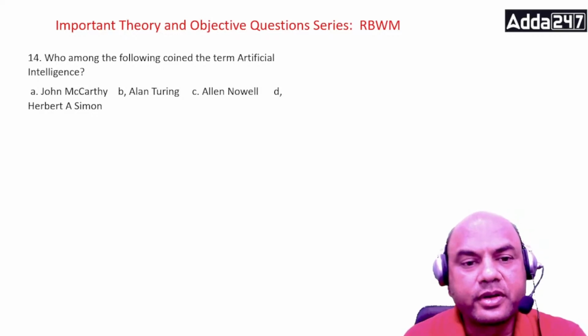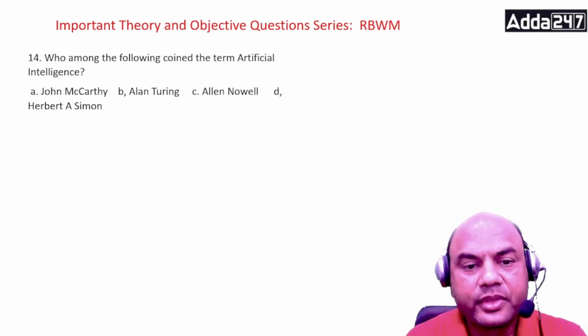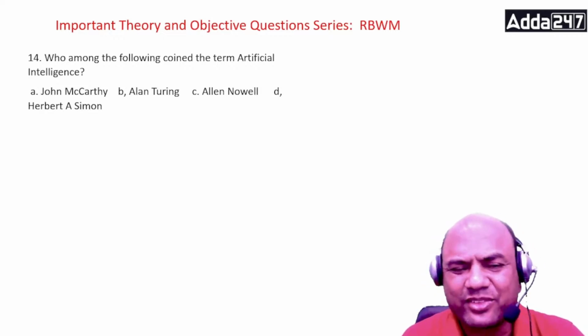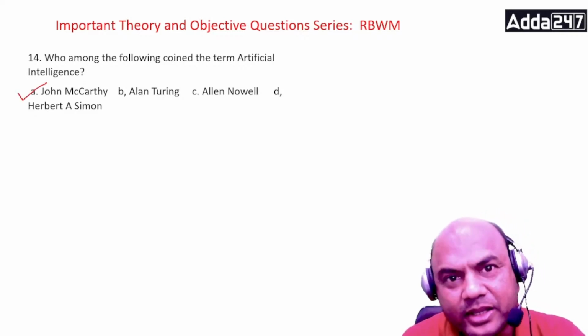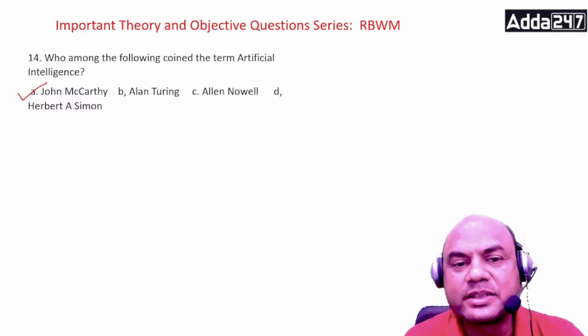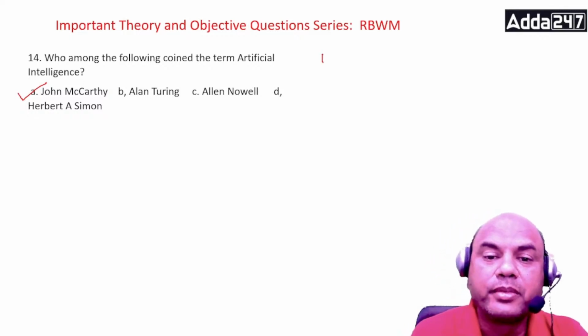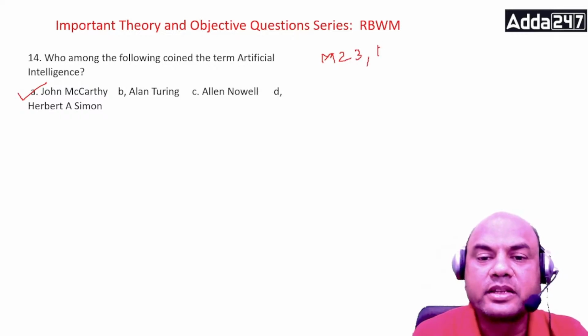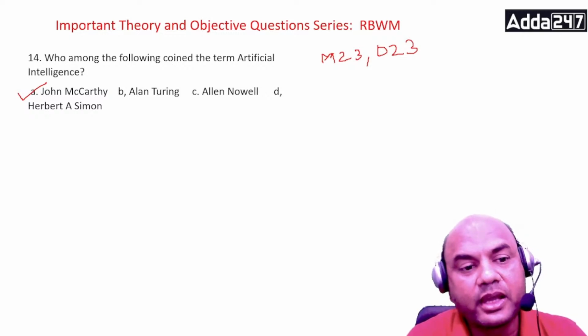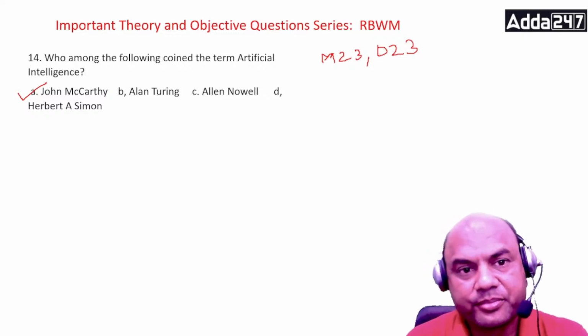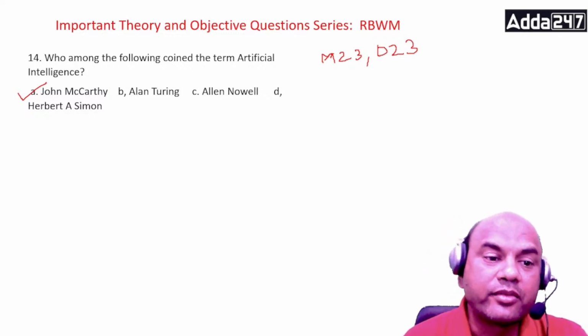Who gave this word, the concept of AI? It was given by... Sir, you might think, what is this? These are never asked in the exams. But these have been asked in May 23 and December 23, both of them. Who coined the term AI? It was John McCarthy. So now they have asked John McCarthy.